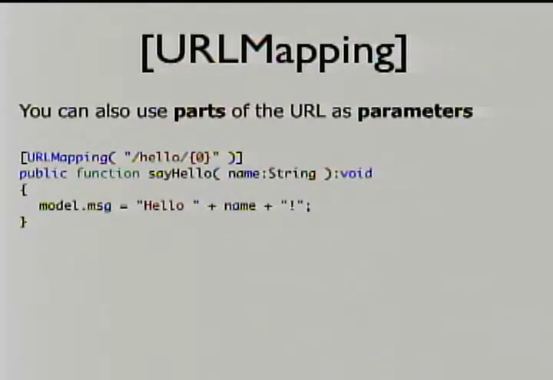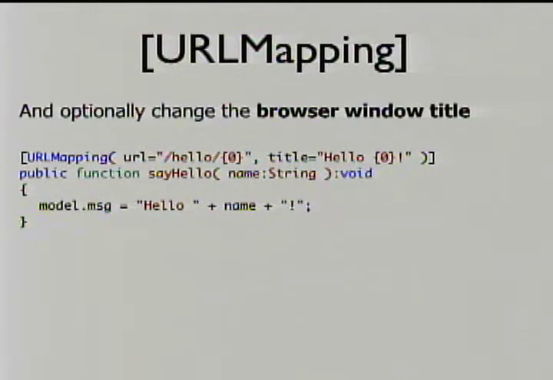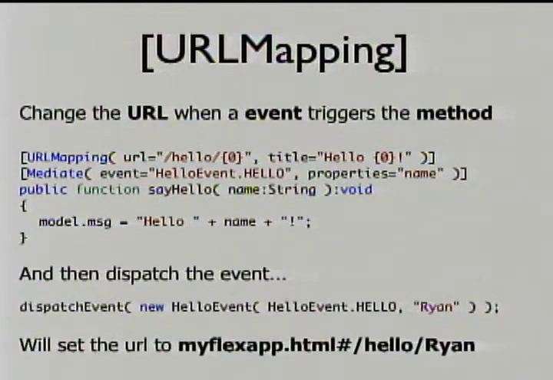And the next piece I can show is you can actually take parts of the URL and pass them in as parameters to the method. And you can also optionally set the browser window's title. And then lastly, talking about the mediate metadata, in this example, whenever the hello event is dispatched, it's also going to set the URL in the browser. So, which is kind of reverse. Instead of just looking for URL changes, it's actually going to change the URL for you with that same one line of URL mapping.